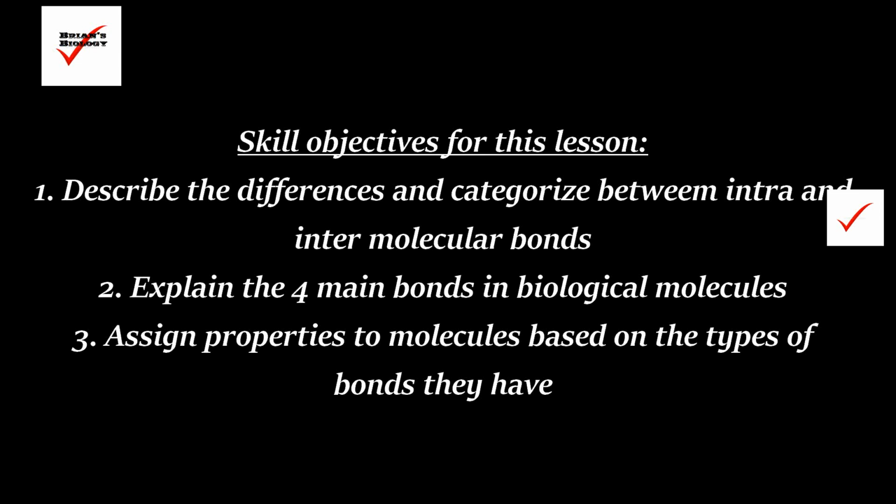Now let's look at our first example of an intramolecular bond, and that's going to be ionic bonds. These are the most powerful, strongest bonds we find inside molecules. Now an ionic bond, well, let's look at the word ionic.